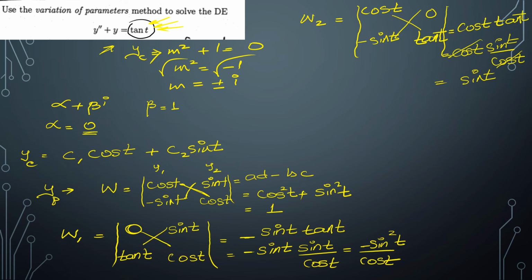Now I know I have to find u1 prime and u2 prime. So u1 prime is W1 over W. My W1 is minus sine square t over cosine t, and W is 1. So I'm not writing the 1 here. Now take the antiderivative of this. So I will get u1 equals the antiderivative of minus sine square over cosine t. Let me check it.